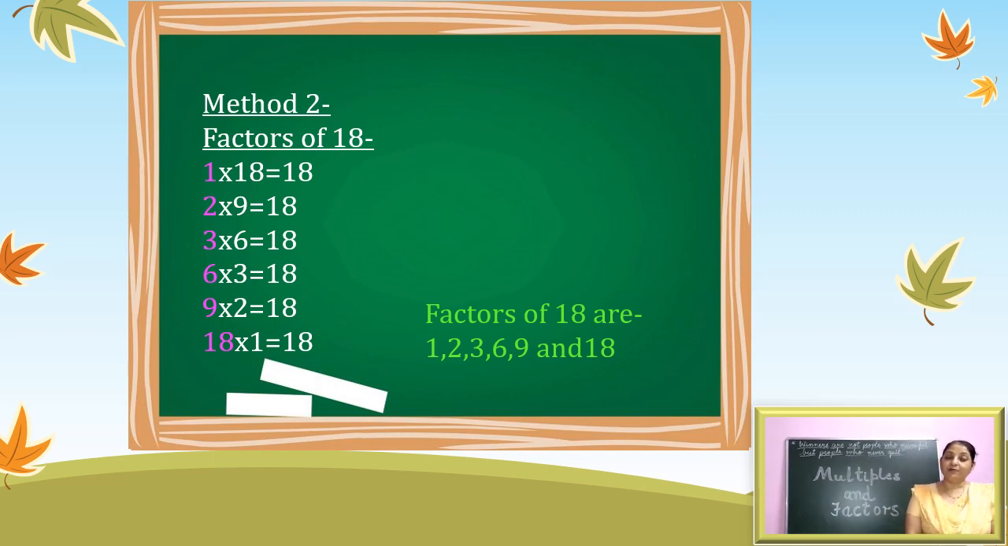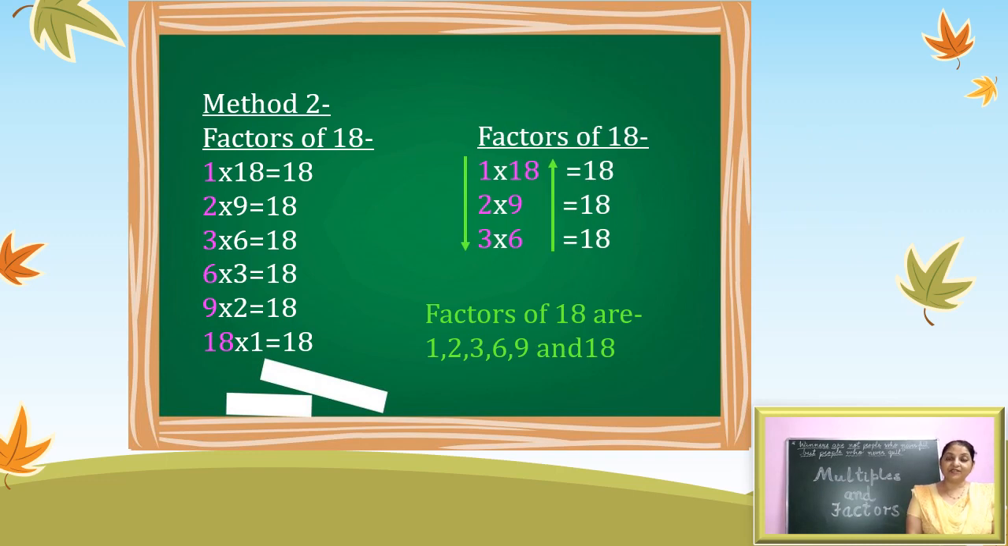Now children, when we write the steps of multiplication, the two numbers which are being multiplied are the factors of the number. So 1 and 18 are the factors of 18. In next step, 2 and 9 are the factors of 18. In third step, 3 and 6 are the factors of 18.